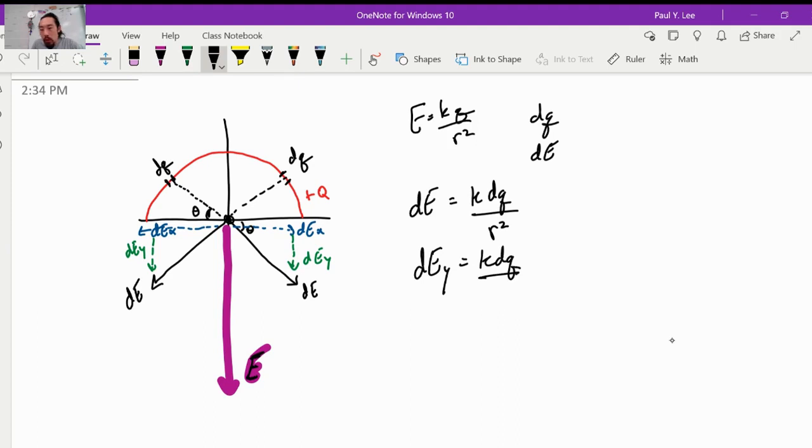except I'm going to make sure that we have the y component. So this y component comes from the angle that we drew here. According to this angle, the y component is opposite of that angle. And remember our laws of sine, cosine, and tangent. Whenever you have something that is opposite, that is the sine of the angle. So we have dEy is equal to k dq over r squared sine of the angle.